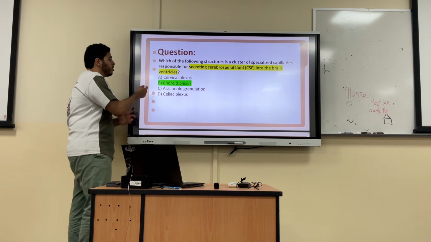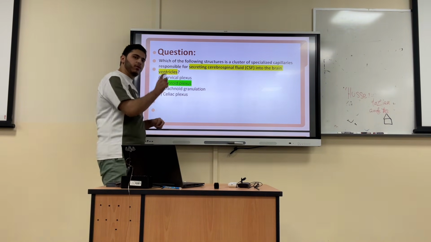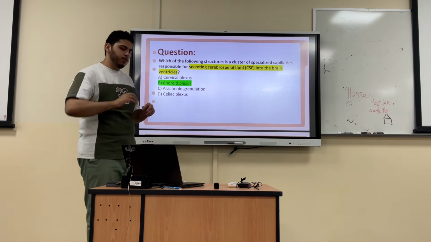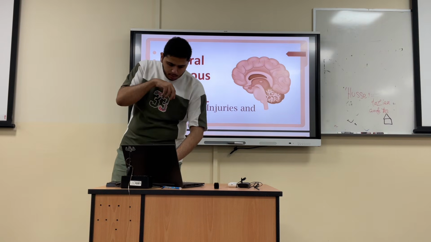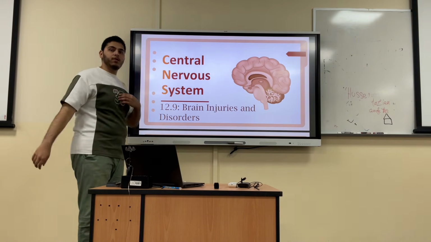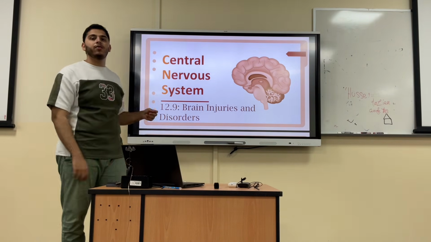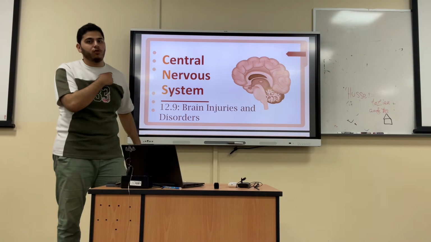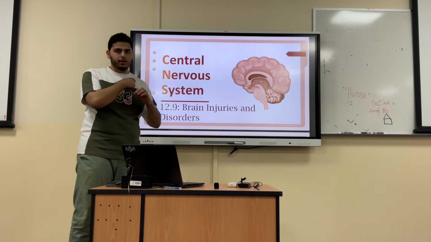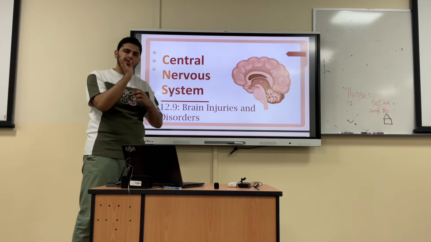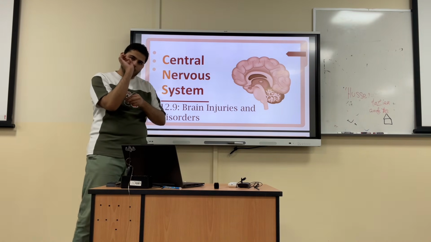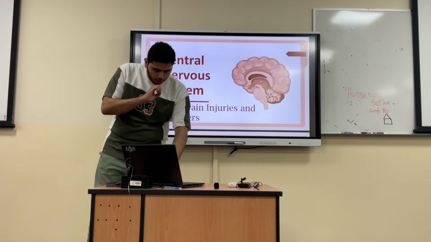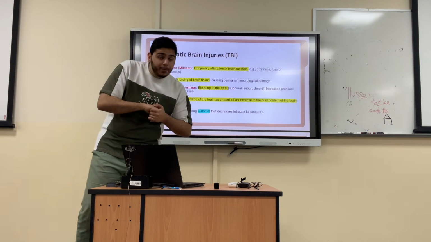The answer is, of course, choroid plexus, which is found in the ventricles and produces CSF for the circulation. Now, the last part of my slide: the brain injuries and the disorders. Let's go. And this part is what they like to get questions from. You should memorize it and know all the important things for each disorder. Okay. Now we'll start with the traumatic brain injuries.